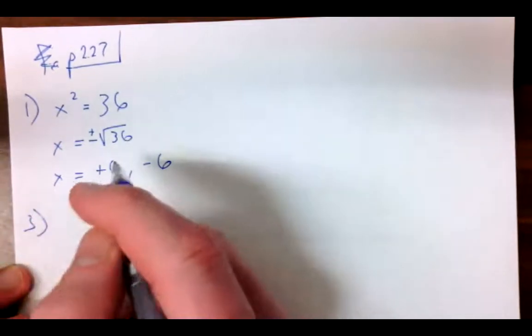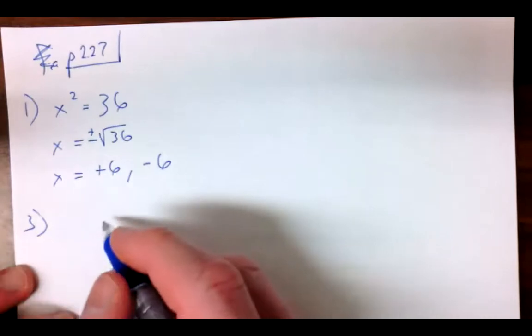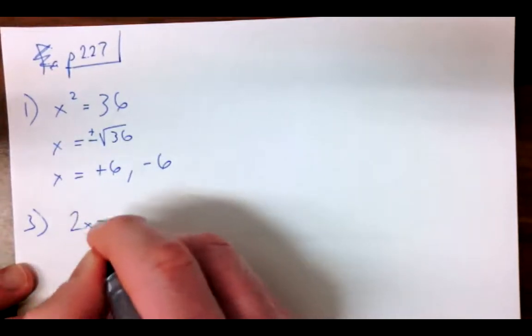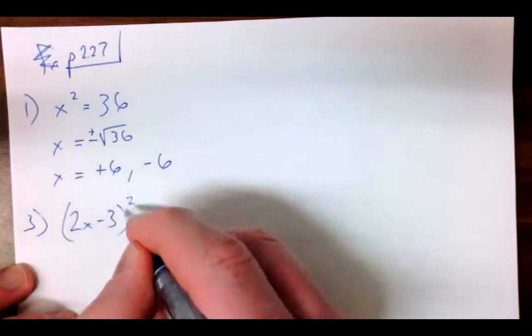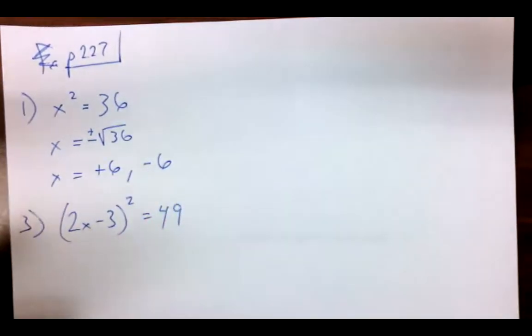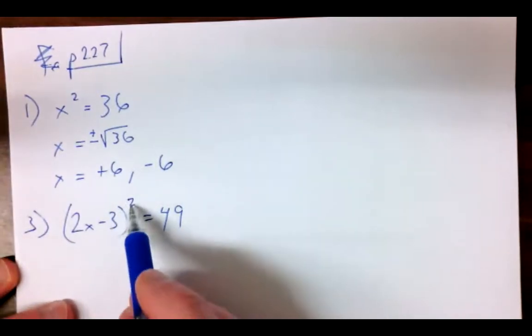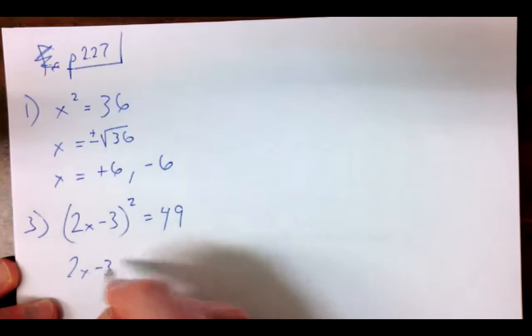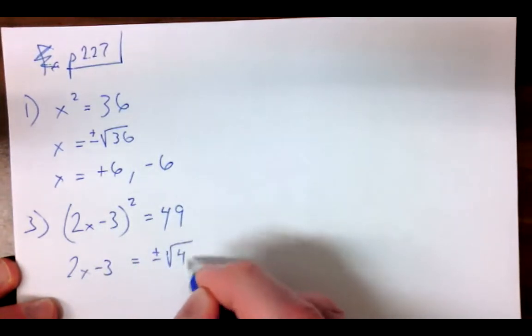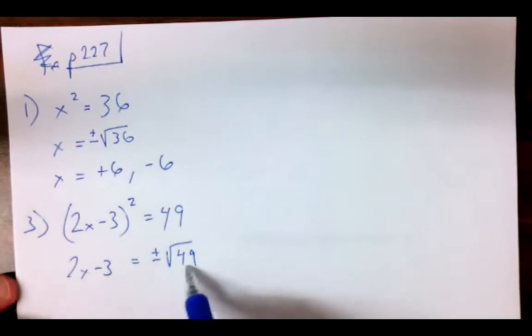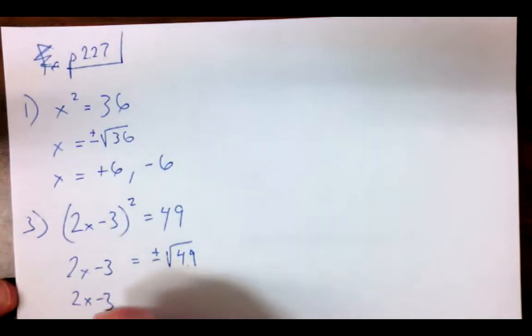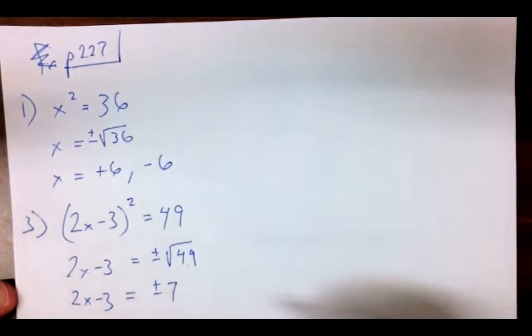I'm not going to do every single example. I'm going to jump to number 3. We've got 2x minus 3 squared equals 49. Am I going too fast? Are we okay right now? All right. I'm going to take the square root of both sides. We just drop the square, so it's 2x minus 3 equals plus or minus the root of 49. The root of 49 is 7. So 2x minus 3 equals plus or minus 7.